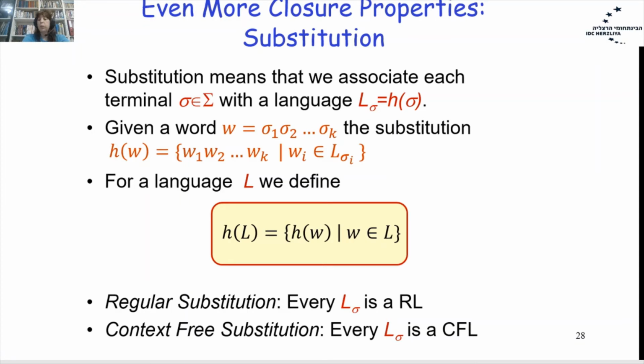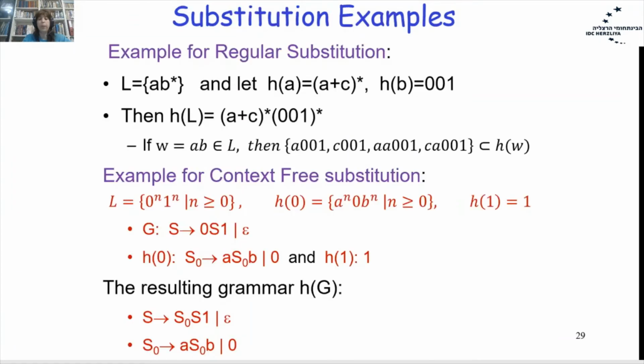Regular substitution: every L sigma is a regular language. Context-free substitution: every L sigma is a context-free language. So we can talk about regular substitution and context-free substitution. Let's see some examples of substitution.